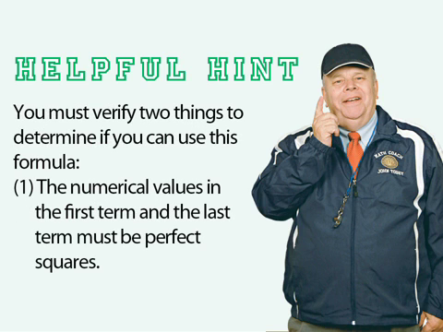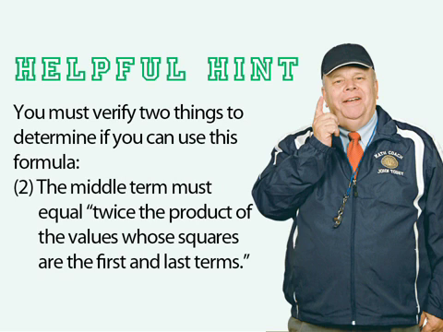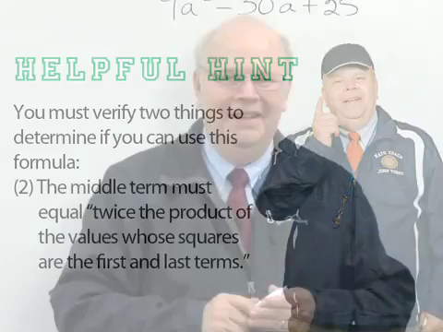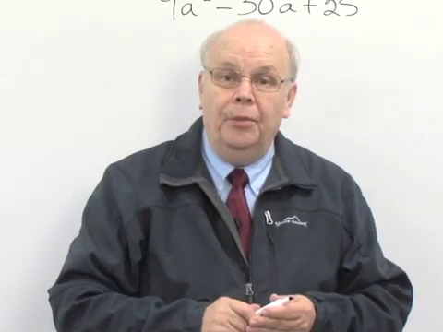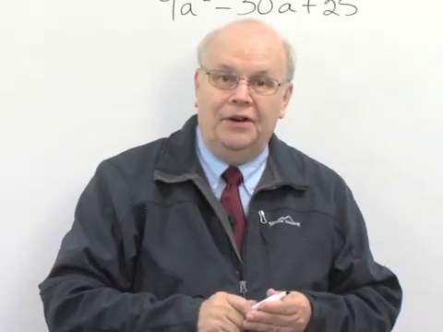You must be able to verify two things to determine if you can use this formula. First, the numerical values in the first term and the last term must be perfect squares, and the middle term must equal twice the product of the values whose squares are the first and the last terms. Now let's see how we can use this perfect square trinomial formula that we discussed in our helpful hint.